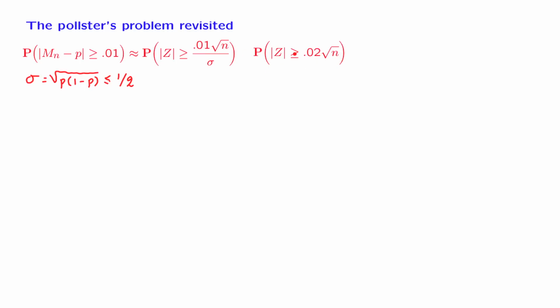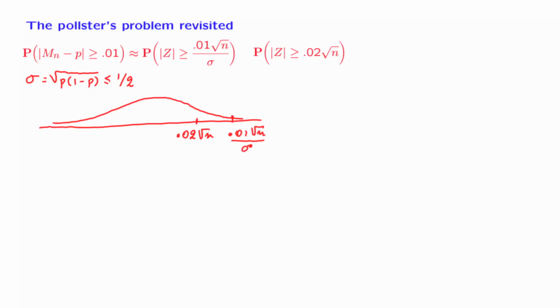How are these two probabilities related? Which direction does the inequality go? A sketch will be useful here. Z is a standard normal, and it's centered at 0. Somewhere here we have a value of 0.02 square root of n, and somewhere further out we have the value of 0.01 square root of n divided by sigma. Why are these two values ordered this way? Since sigma is less than 1/2, 1 over sigma is bigger than 2, so this expression here is bigger than this expression there.